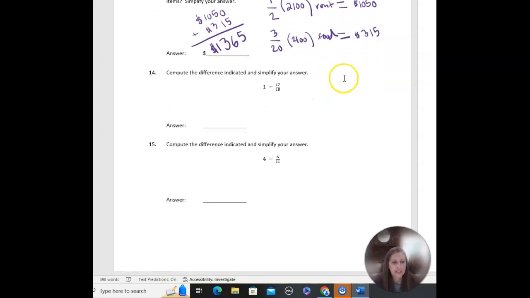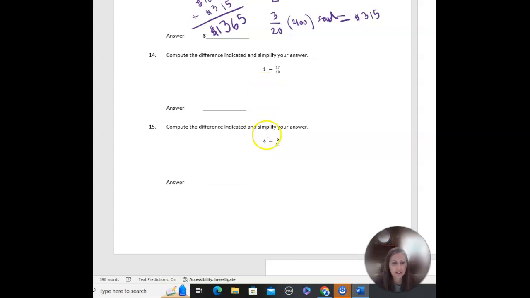Let's look at number 14. Number 14 and 15 are very similar. You have an integer. Number 1 is an integer, it's not a fraction. Same thing down here with 4. It is an integer, not a fraction. The best thing to do here is to put this integer over 1. In both cases, I would put it over 1. And then we need to get a common denominator.